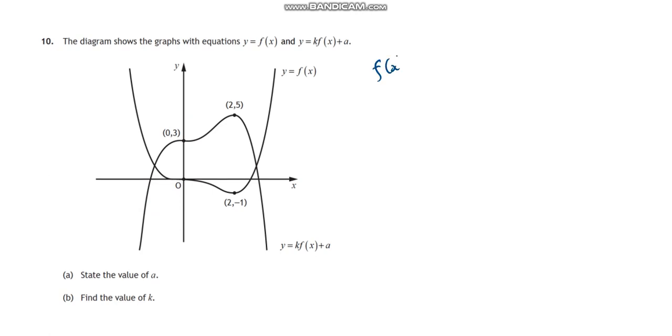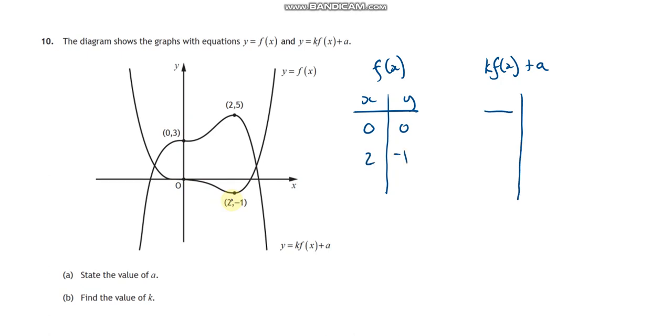I've got a function f of x. I've also got a function af of x plus a. So here, my original coordinates are on this line. So it's 0, 0, and 2, negative 1. And somehow that's become these new coordinates. I've got 0, 3, and 2, 5.